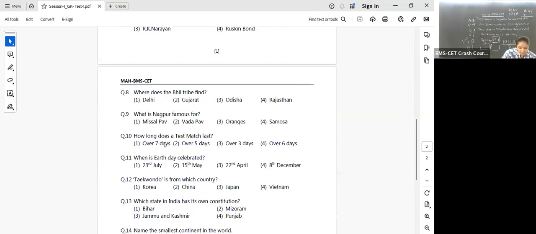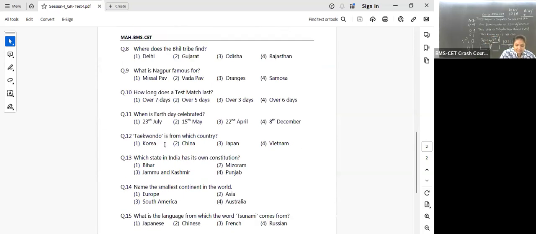Where is the Bhil tribe found? Gujarat. It is found in Rajasthan. It's not found in Gujarat. Okay. What is famous in Nagpur? Oranges. Good. Misal pav? No, misal pav is famous all over Maharashtra, I think. Nagpur is known for oranges.